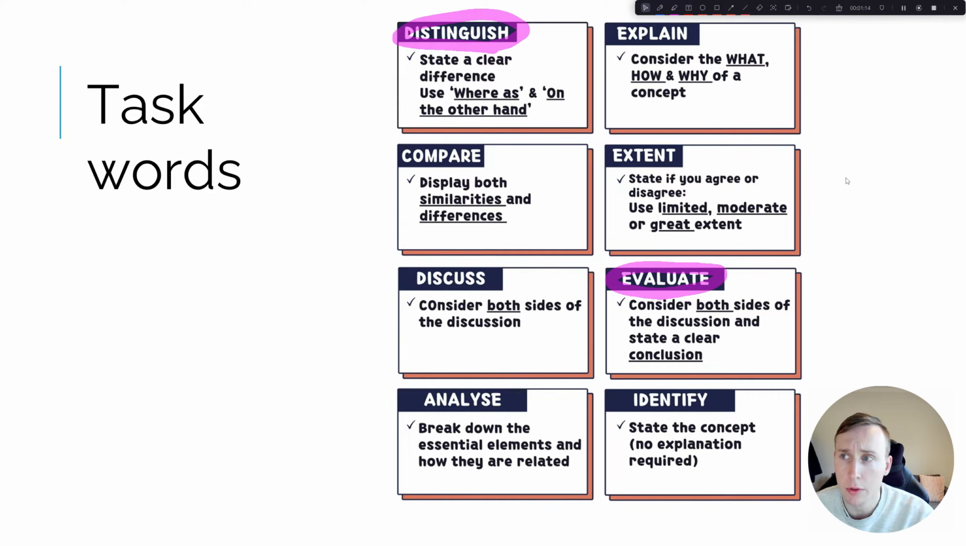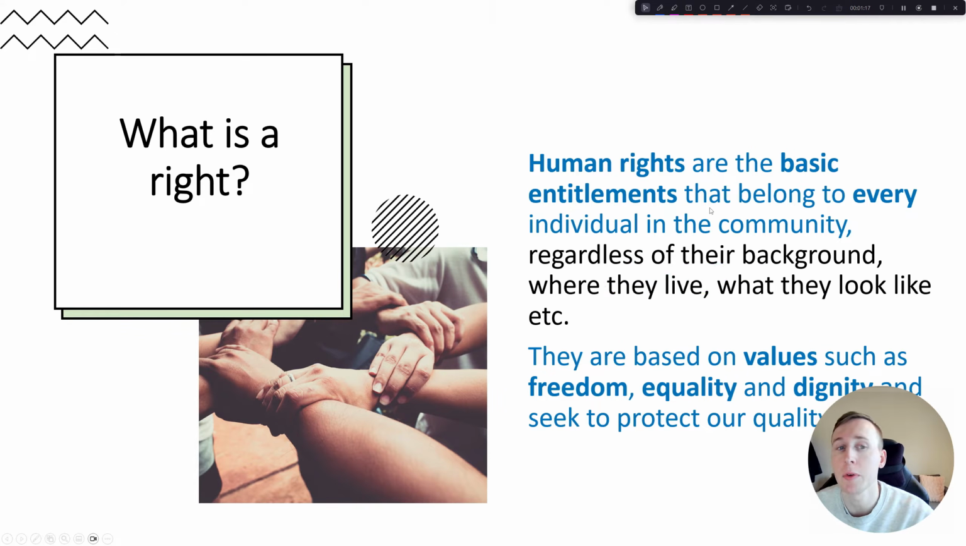So getting stuck right in. It's really important you have a general definition of what human rights are. The way I think about them is they're basic entitlements that every single person should have in society, regardless of whatever situation they're in. Regardless of their background, what they look like, where they live, anything like that. They're based on our basic values of freedom, equality and dignity. What we're trying to do with human rights is protect our quality of life. So I would really encourage that you have a nice simple definition like this to help refer to rights.